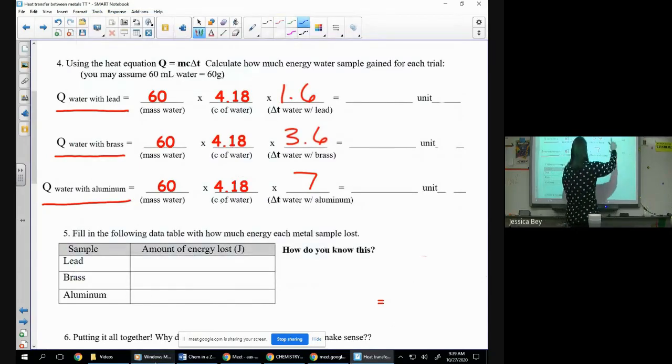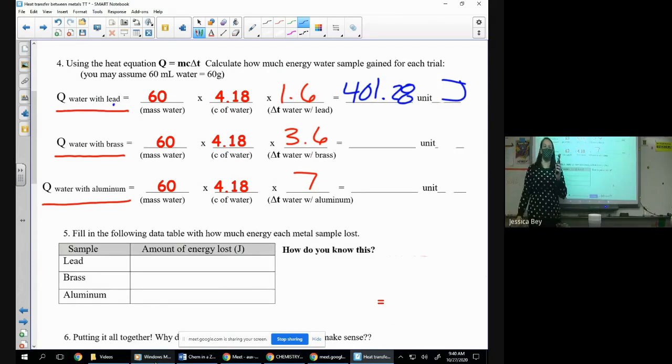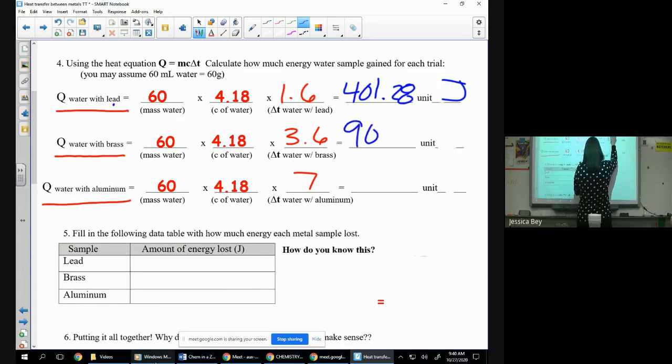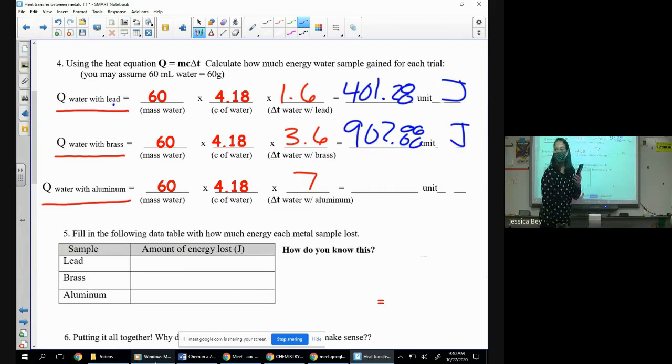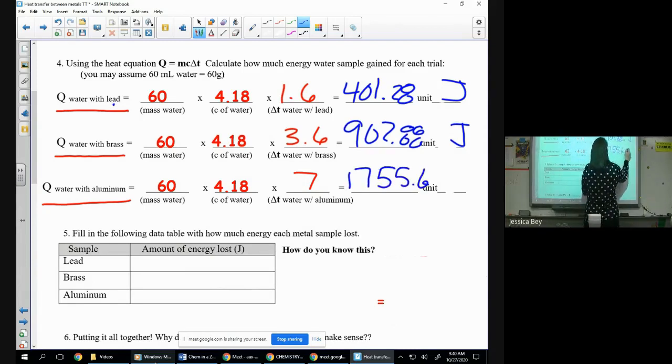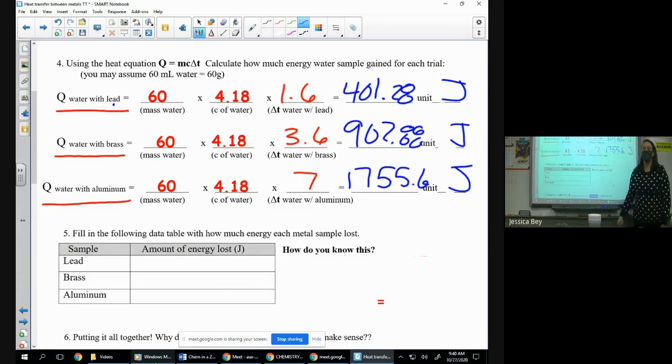Hopefully we're good. I got the water with the lead sinker in it, 401.28. Unit needs to be joules. That's Q, joules. The water with the brass got 902.88 joules. Feeling good. And then that aluminum had a lot of energy in it, like we just said, 1755.6 joules. Okay. That's how much energy went into that water.